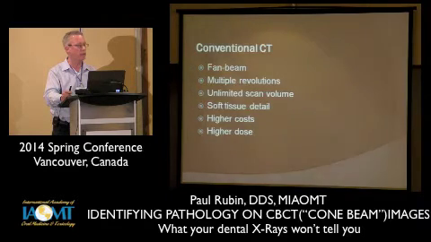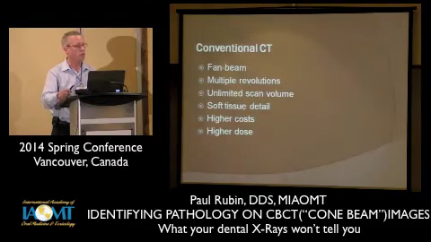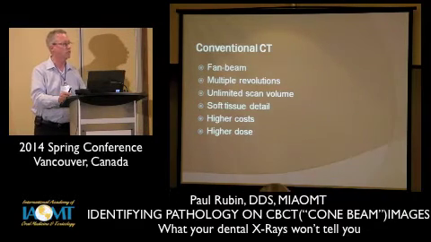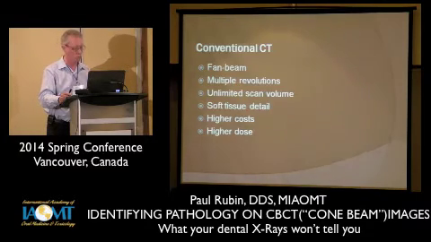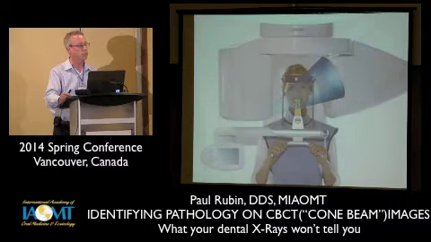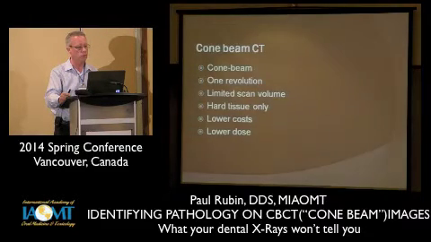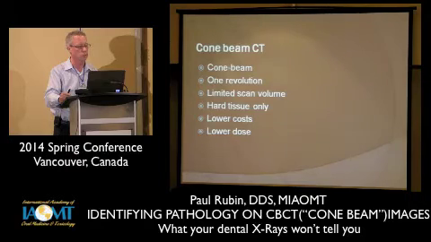Conventional CAT scan is a fan beam, as you saw on the image here. It goes through multiple revolutions taking the scan. It's mostly used for soft tissue detail. It's a much higher cost and a much higher dose than a cone beam image. Cone beam has a very narrow focus of its beam. It doesn't scatter to the rest of the body. It's very focused. There's a single revolution. It's mostly for hard tissue, although you're going to get a lot of soft tissue information there as well. Much lower cost and a much lower dose.